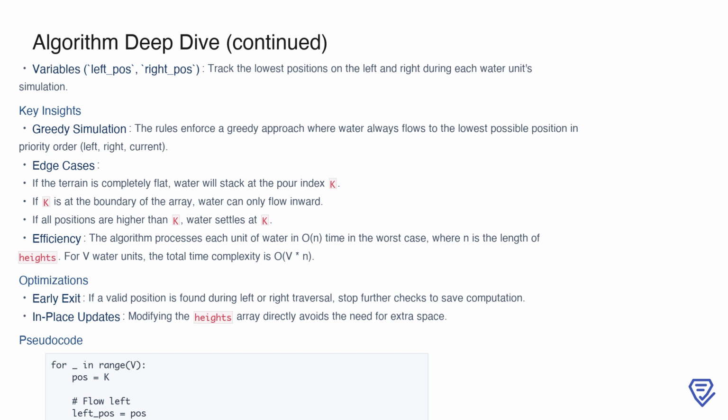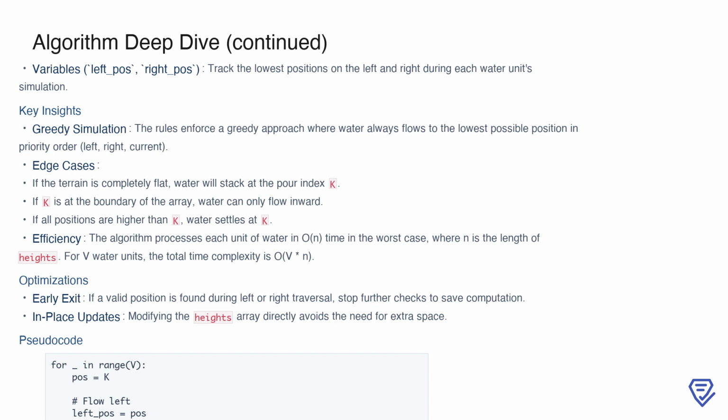To implement this algorithm, we use a few key data structures and insights. The heights array itself is the primary data structure, and we update it directly to reflect changes in terrain as water settles. Additionally, variables like left_POS and right_POS are used to track the lowest positions reached during each water unit's simulation. The algorithm follows a greedy approach, always prioritizing the lowest position for water to settle, first checking the left, then the right, and finally the current position. This approach ensures that the water flows naturally according to the rules.